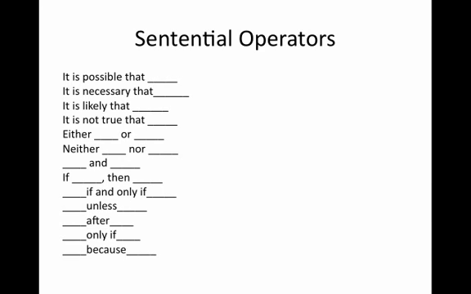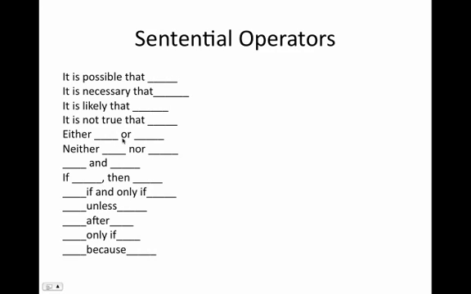Here are some examples. It is possible that blank. For example, you could say it is possible that it is raining. It is possible that my backyard's got mud puddles in it. It's possible that I am hungry. It's possible that it's the year 2016. It is necessary that, it is likely that, it is not true that, either blank or blank, and you can insert sentences in the blanks.